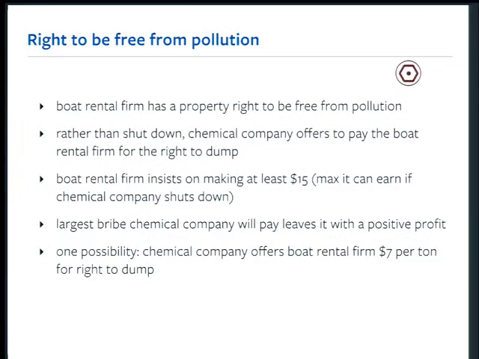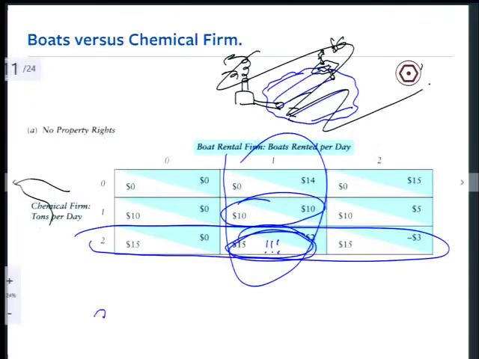So one possibility, and I'm just making this up here, is that the company offers the boat rental firm $7 per ton of pollution for the right to dump. That means for each unit of pollution we dump into the lake, we will pay you $7 in addition to whatever profits you make. So if we go back to our table, for each unit polluted, this chemical firm would pass 7 of its $10 on to the boat rental firm. So this here would be a 3, this would be a 7, this would be a 3, this would be a 17, this would be a 3, this would be a 12. For 2 units, 2 times 7 is 14, so this would be a 1, this would be a 14, this would be a 1, this would be a 16, this would be a 1, and this would be an 11, right?